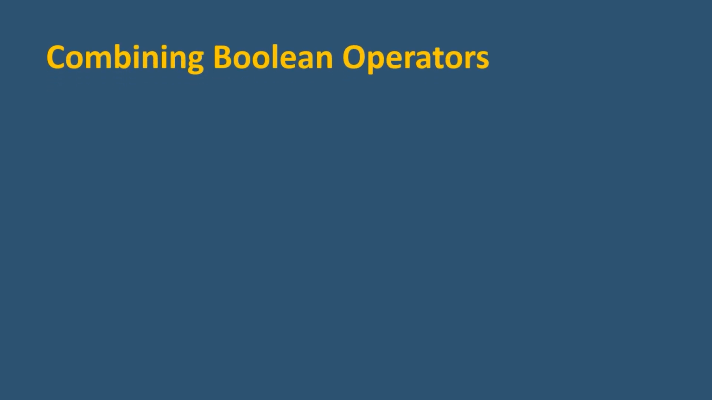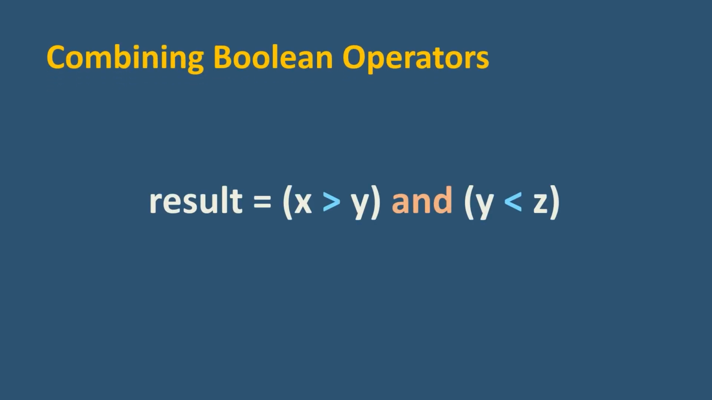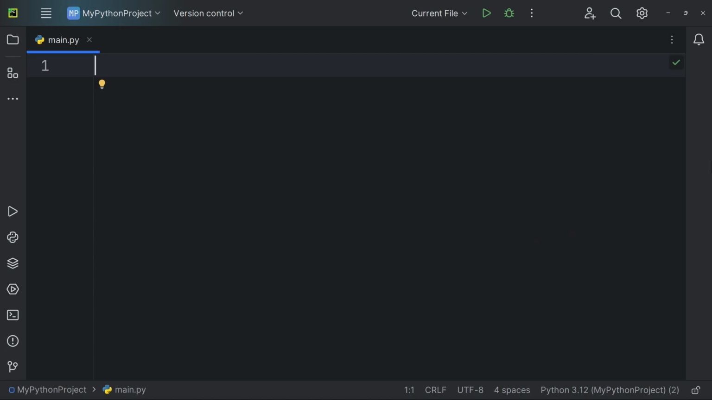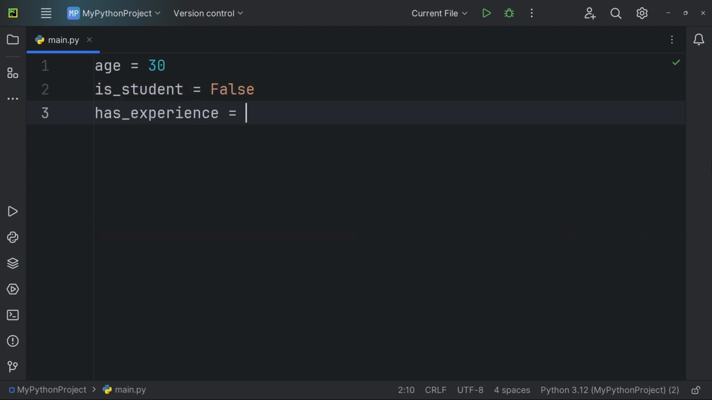Comparison operators are often used in combination with logical operators to create more complex Boolean expressions. They help the program make decisions based on multiple conditions being true or false. Let's see an example of this. Think about these three variables. age equals 30. is_student equals False. has_experience equals True. Next, we'll use these variables and mix logical and comparison operators to see how it works.